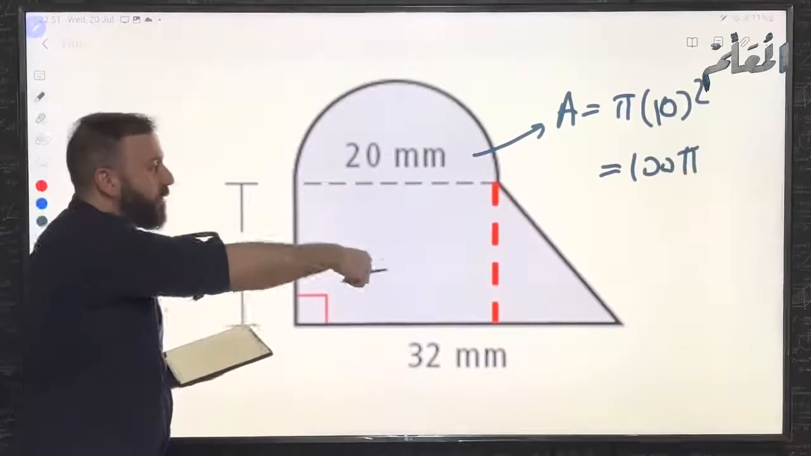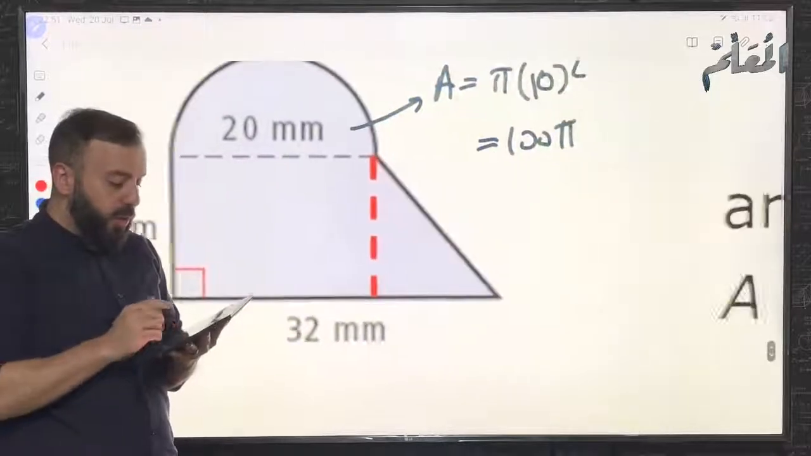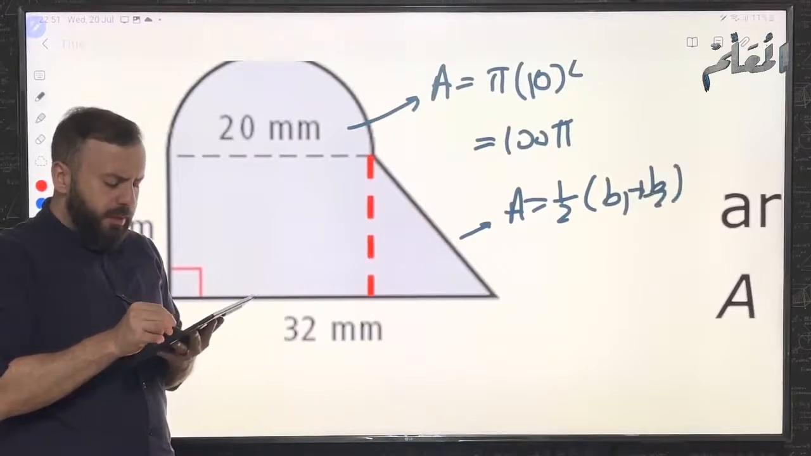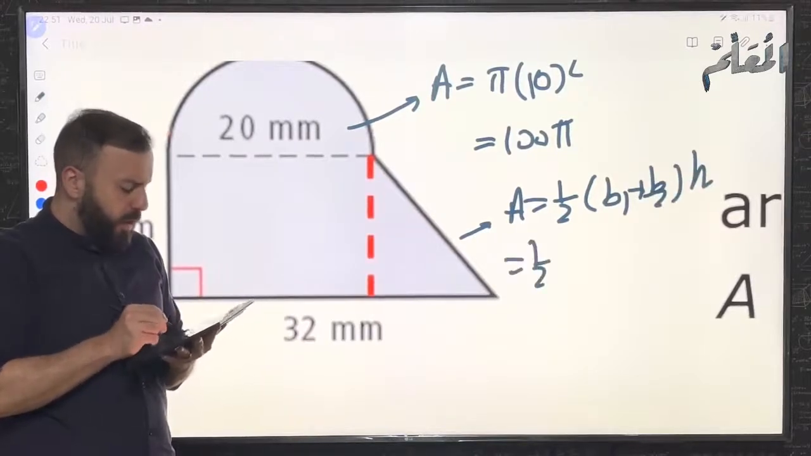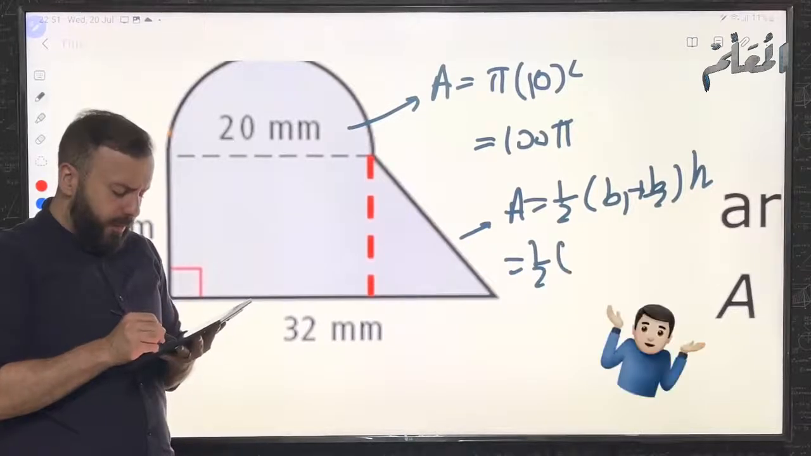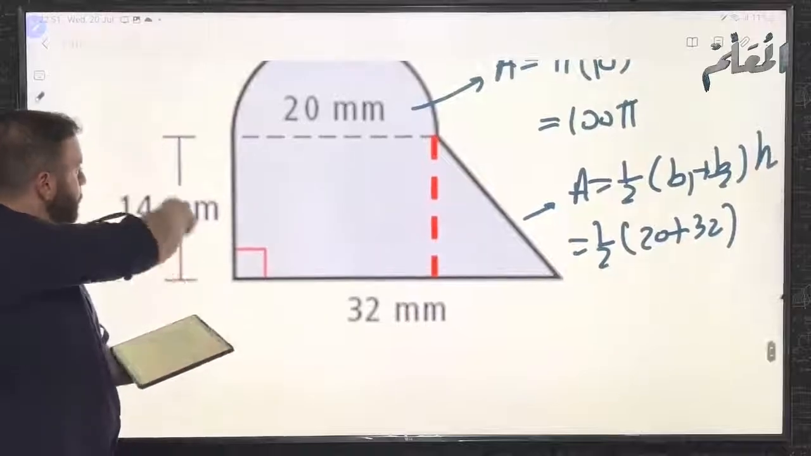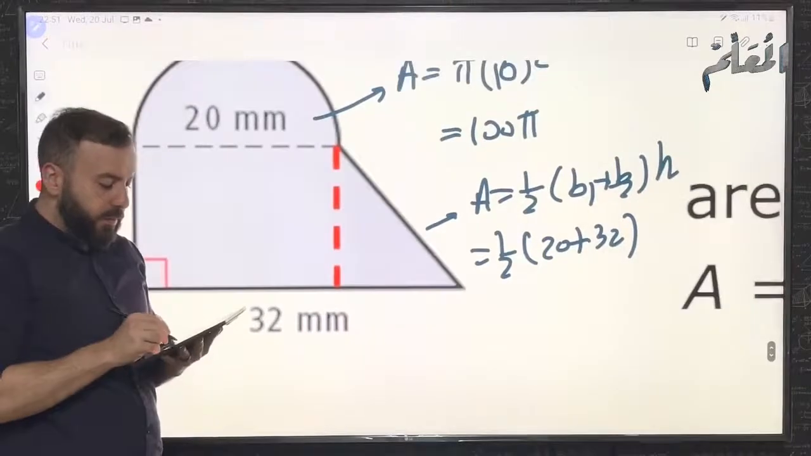And the area of the trapezoid, always remember, the area is equal to half times base 1 plus base 2 times the height, which means half. What's the base 1? 20. What's the base 2? 32. And what's the height? 14.